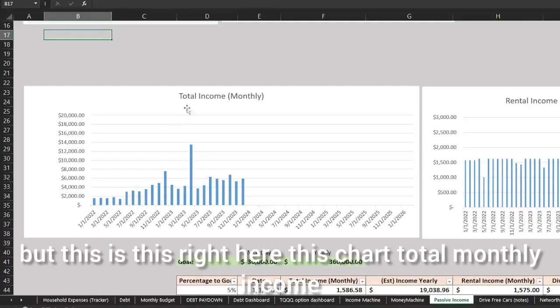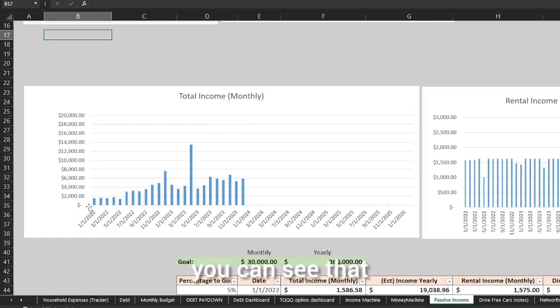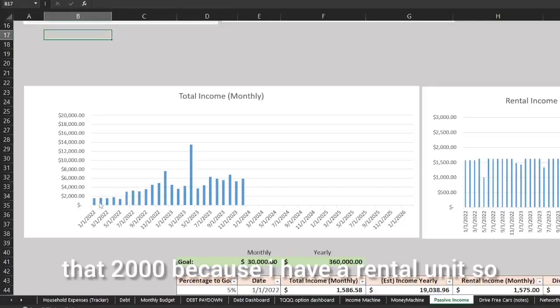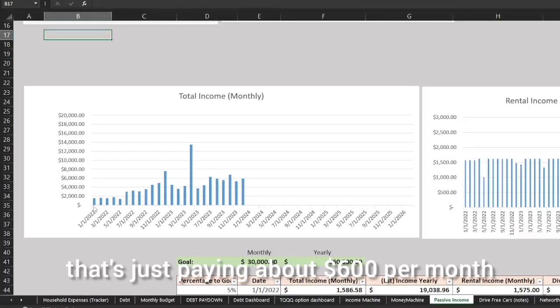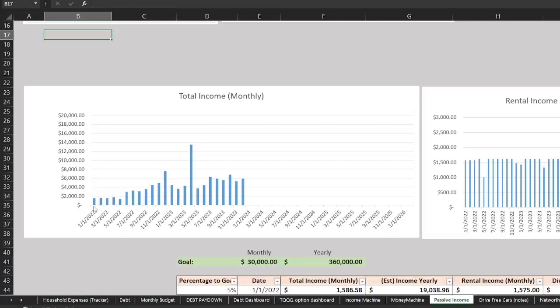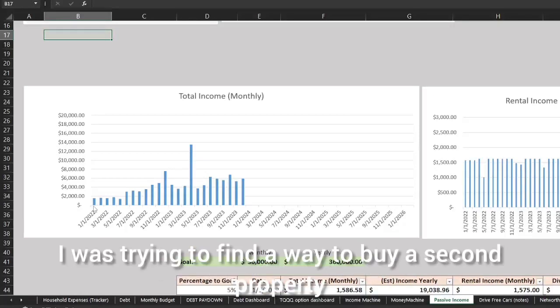But this right here, this chart, is total monthly income. You can see that when I started out, I was almost there, at that 2,000, because I have a rental unit. So the rental unit provides this very stable engine. I have one rental unit that's just paying about $600 per month, and it's great. And then during COVID, I was trying to find a way to buy a second property, but the prices were just going up.